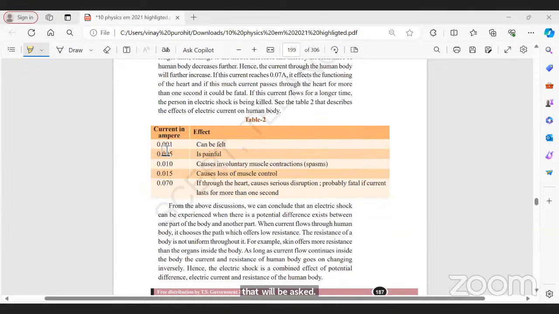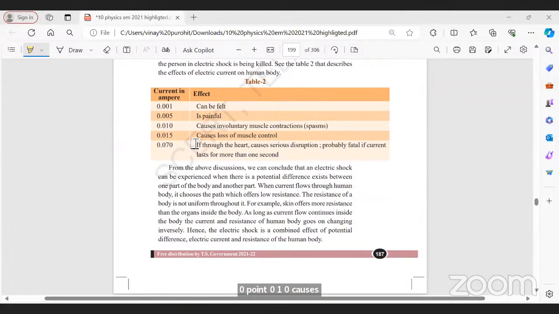So 0.01 ampere current can be felt. 0.05 is painful, 0.010 causes involuntary muscle contractions, 0.015 causes loss of muscle control. 0.070 through the heart causes serious disruption, probably fatal if the current lasts for more than 1 second.